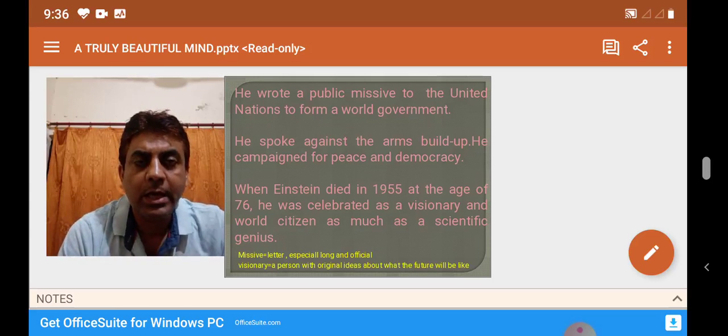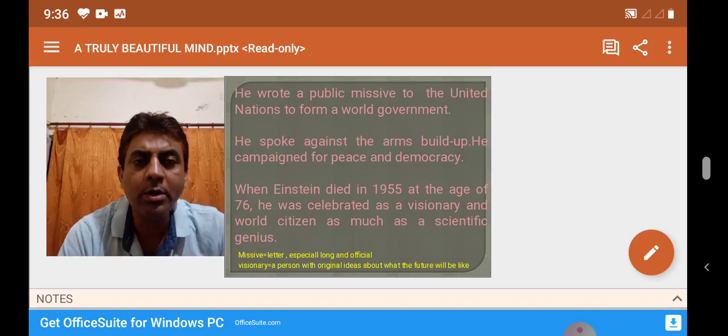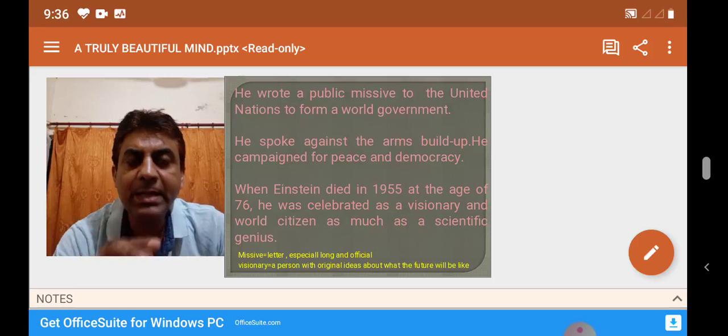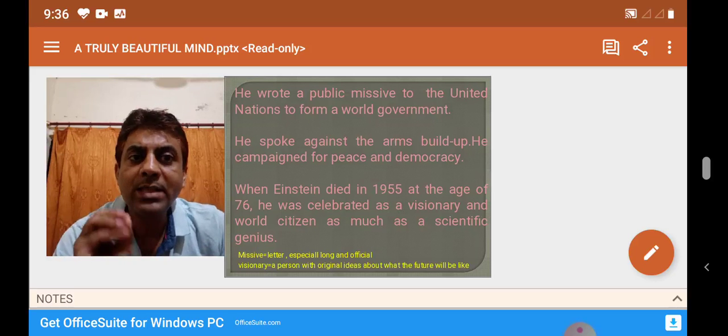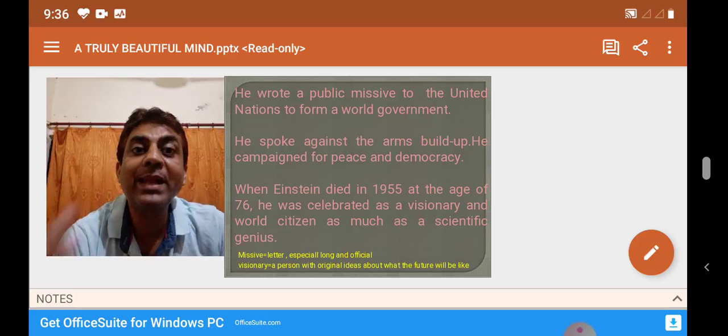genius. A missive means a letter, especially a long and official one. A visionary means a person who has original and genuine ideas about what the future will be like.